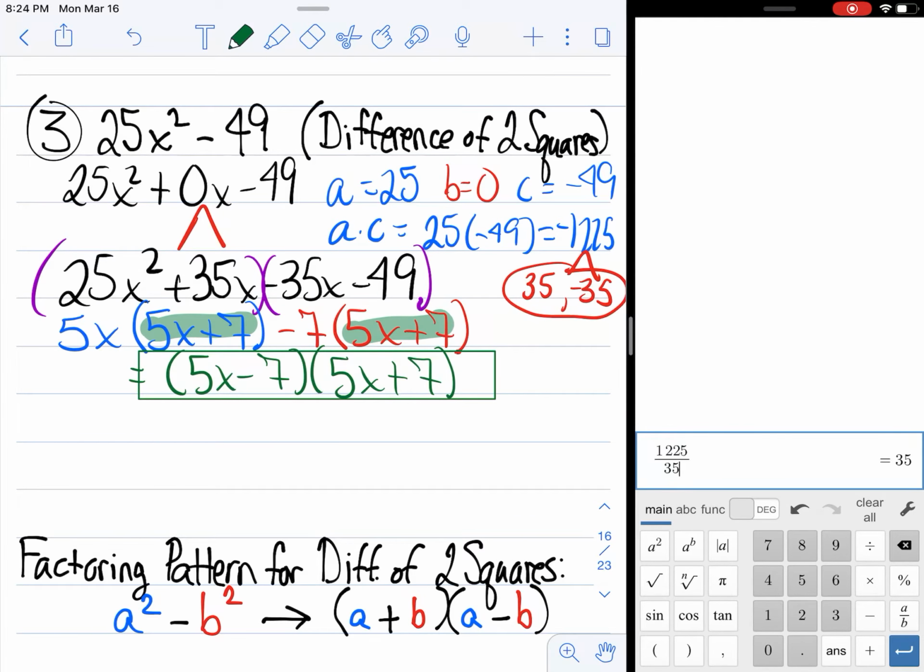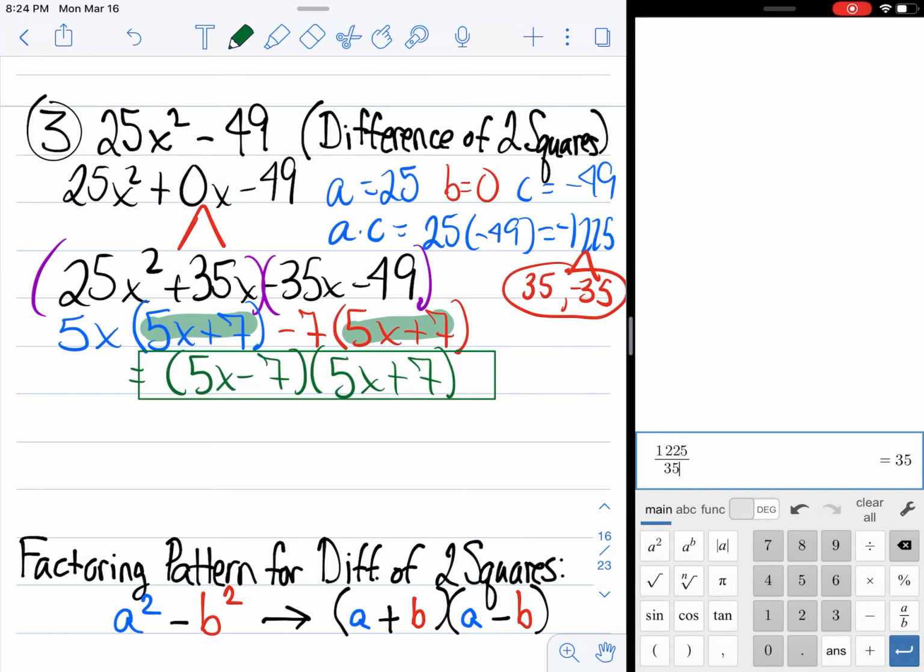Here it is. If you realize it's a factoring pattern, basically what you can do is take square roots of your two terms. Square root of 25x squared is 5x. Square root of 49 is 7. And then have one group where they're added together and have one group where the square roots are subtracted. And that's your factoring pattern.